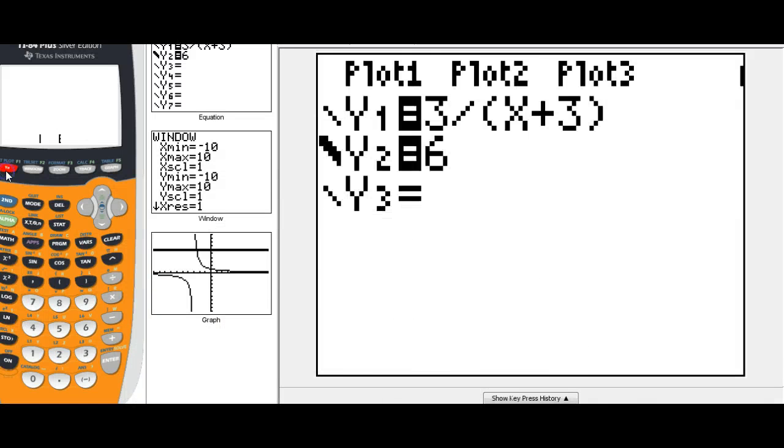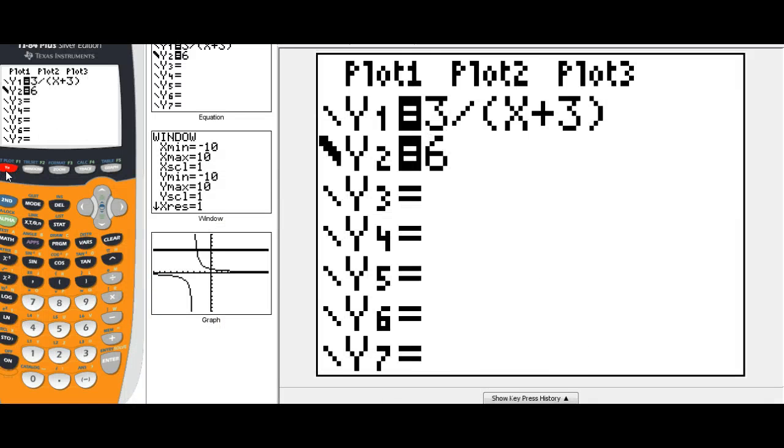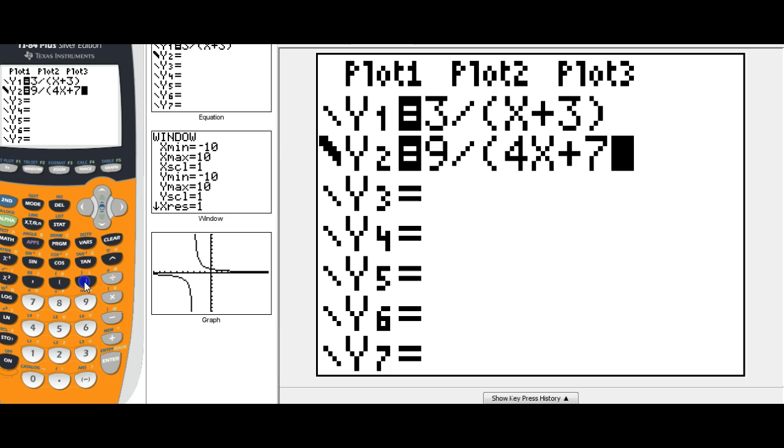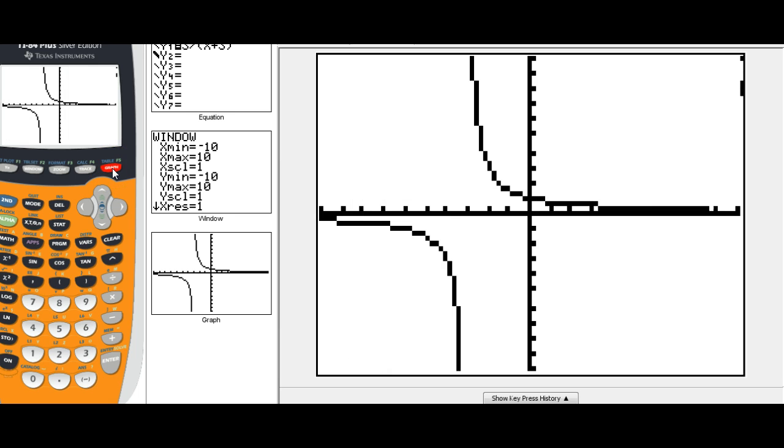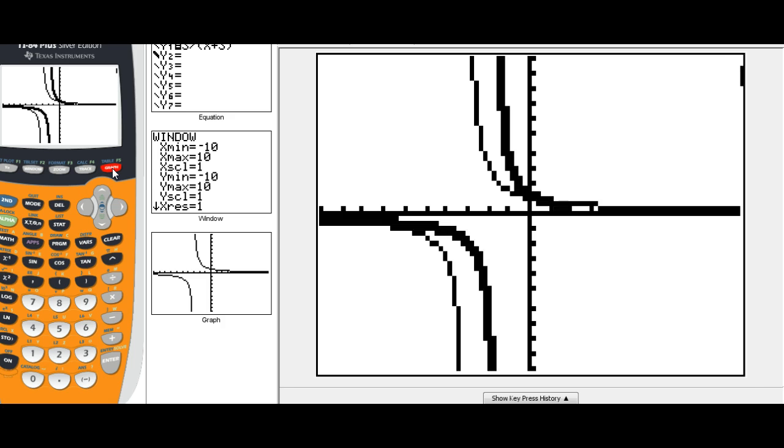So in y1, we type in 3 over x plus 3. Great, we've got that already. In y2, we should type in 9 over 4x plus 7. 9 divided by, make sure you put your denominator in brackets, 4x plus 7. Now hit graph, and you get a couple interesting graphs. There's 3 over x plus 3. There's 9 over 4x plus 7. Our solution is supposed to be 2.